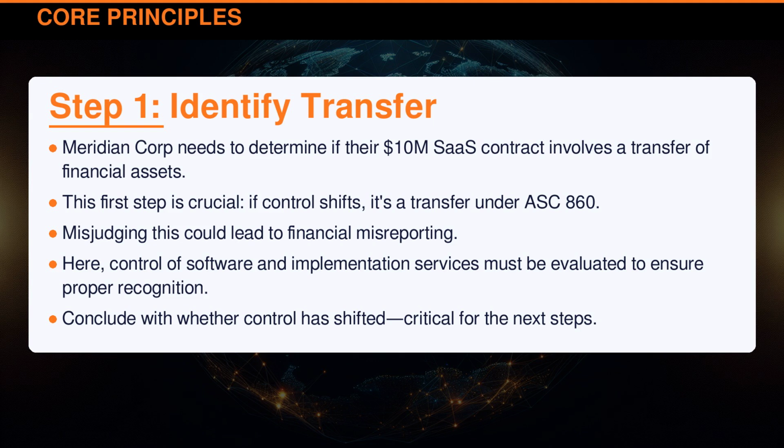Meridian Corporation needs to determine if their $10 million SaaS contract involves a transfer of financial assets. This first step is crucial. If control shifts, it's a transfer under ASC 860. Misjudging this could lead to financial misreporting. Here, control of software and implementation services must be evaluated to ensure proper recognition. Conclude with whether control has shifted, critical for the next steps.